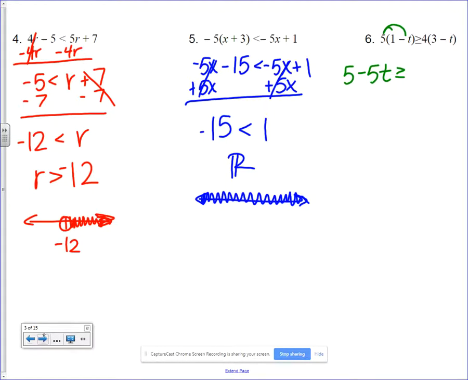Can you distribute that for me? 4 times 3 is? Good. 4 times negative t? Negative 4t. Cody, I'm up to you. I can't isolate until I get the variables together, so move the smaller one over. Which one is smaller? You got it. How are you going to move it over?